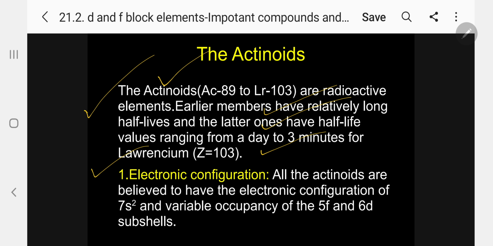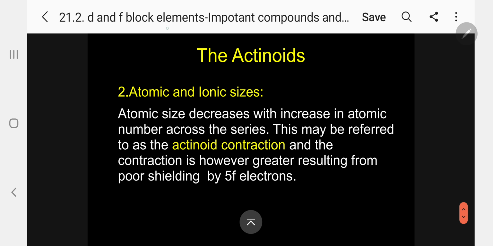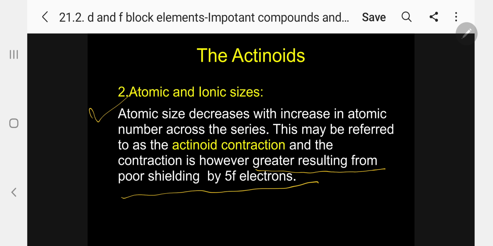So, electronic configuration. All the actinoids are believed to have the electronic configuration of 7s2. Kindly follow. Lanthanides have 6s2, this is 7s2, with variable occupancy of 5f and 6d subshells. Coming to the atomic and ionic size, atomic size decreases with increasing atomic number across the series. This may be referred to as actinoid contraction. The contraction is, however, greater, resulting from poor shielding by 5f electrons.